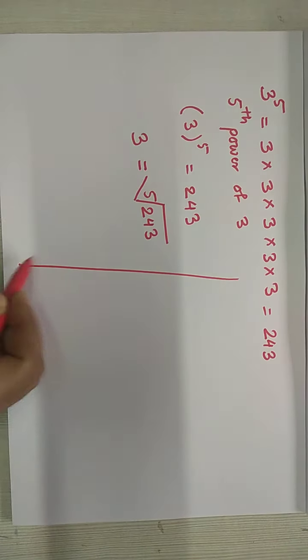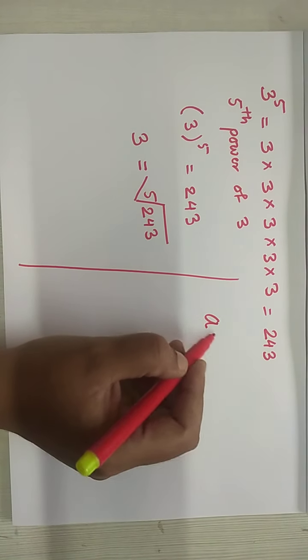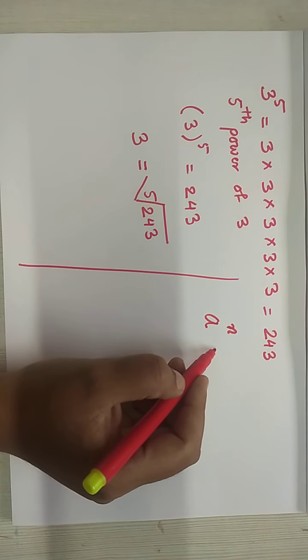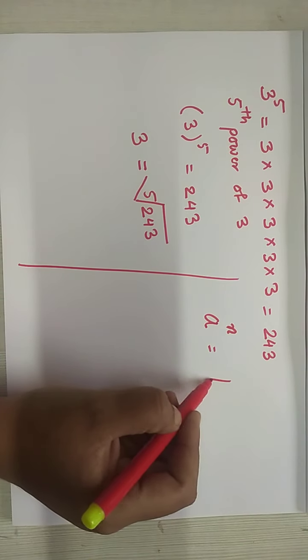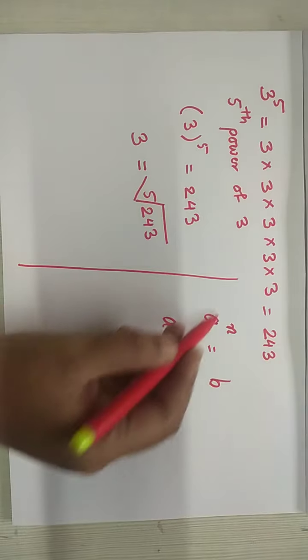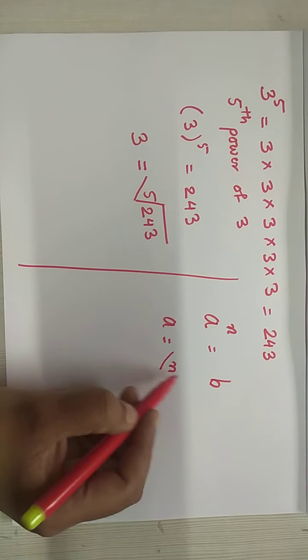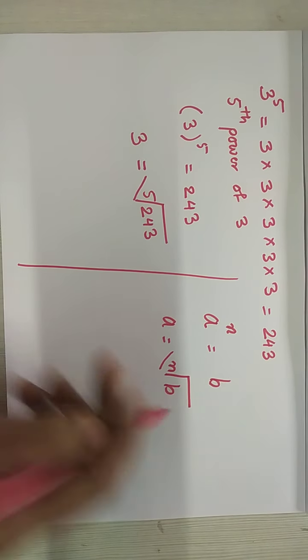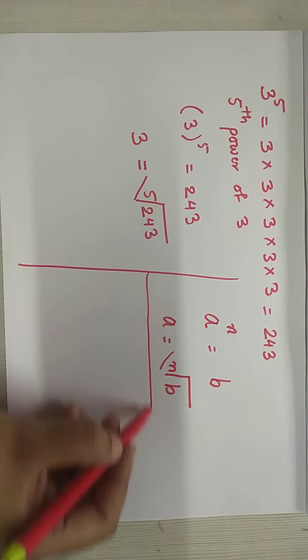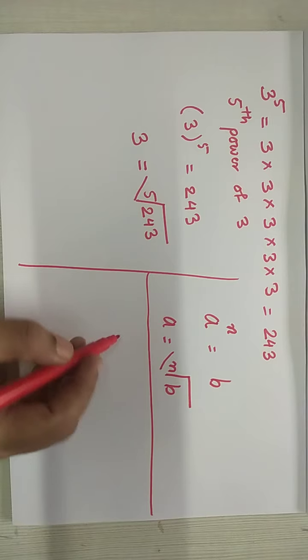Let's take a general example. If I say that a raised to n, say for example the answer is b, that means a will be, this n will go on the other side, will become nth root of b in general. Let's take an example. Sometimes the sums are much clearer with the examples.